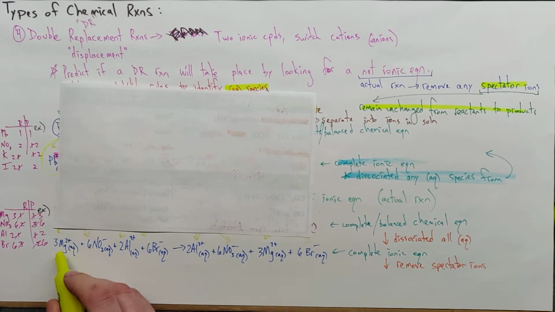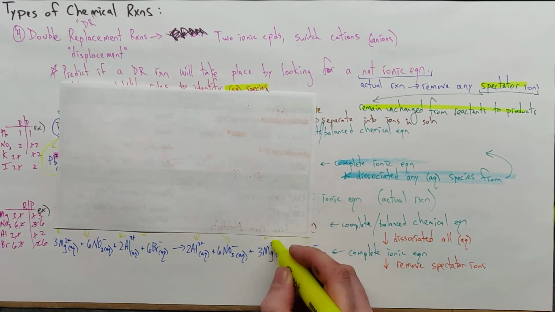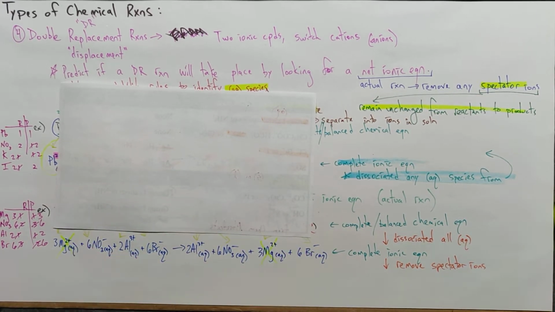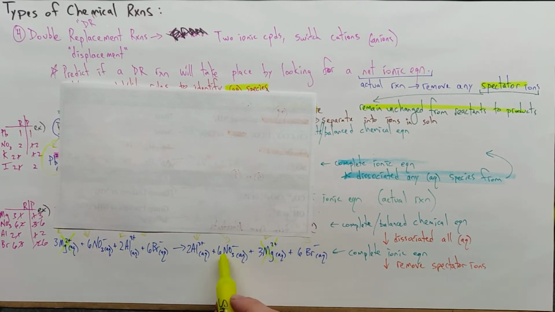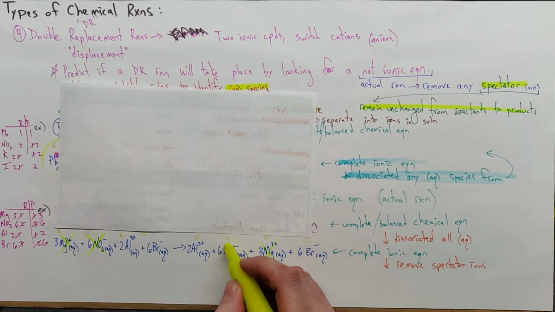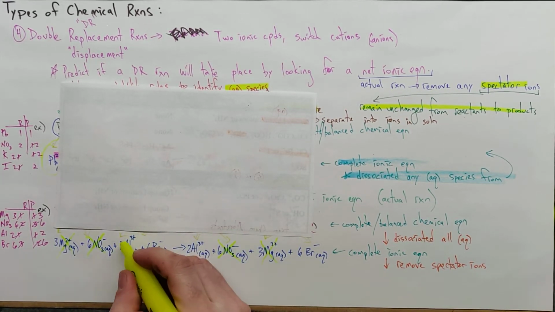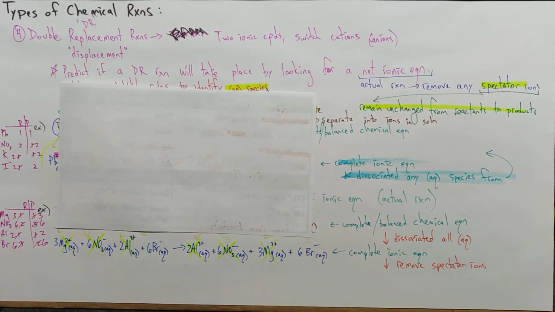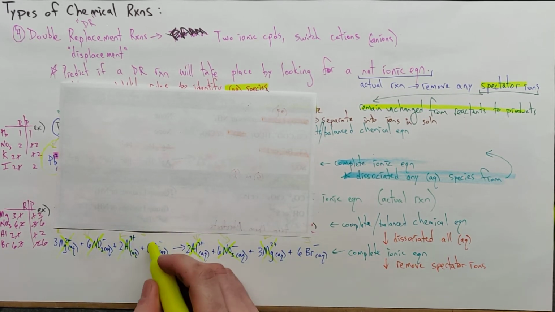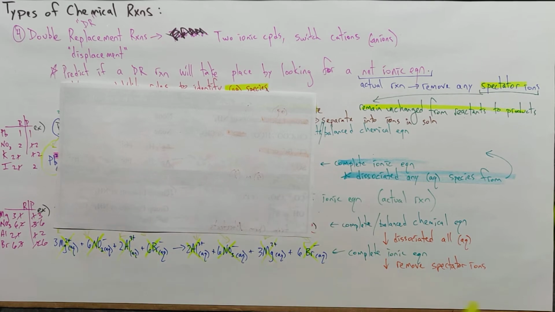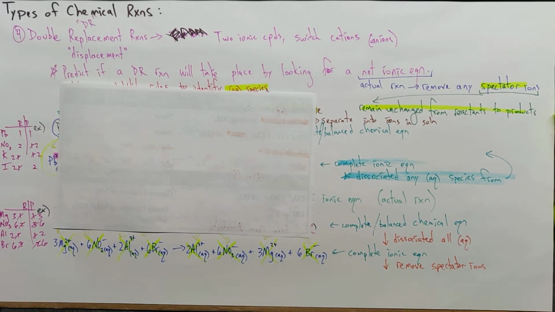I have magnesium ions, and I have magnesium ions. That is a spectator. It has not changed from left to right. I have nitrate ions, and I have nitrate ions. So that has not changed from left to right. I have aluminum ions, and I have aluminum ions. Those have not changed from left to right. And I have bromide ions, and I have bromide ions. Those have not changed from left to right. So I'm going to take everything that I didn't cross out, and that's what's actually happening. That's my actual reaction. Oh, everything is crossed out.